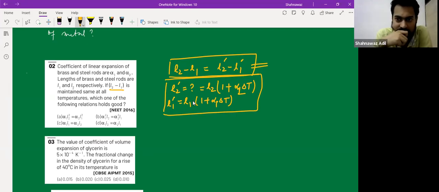So who is solving the question? Yes. Okay, Arpit. And what about everyone else? Yes, Marita has also solved. C answers. Okay. So alpha 1 L1 and alpha 2 L2. And what about Arpit? What did you get?